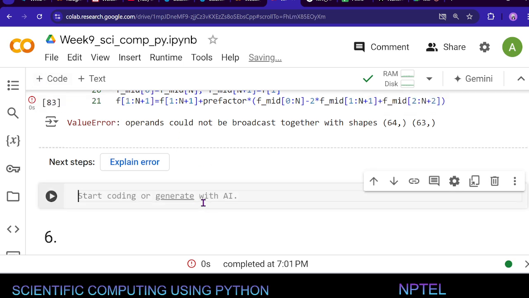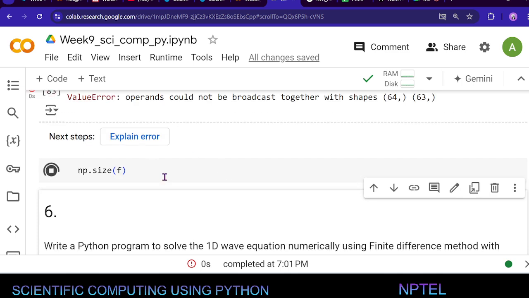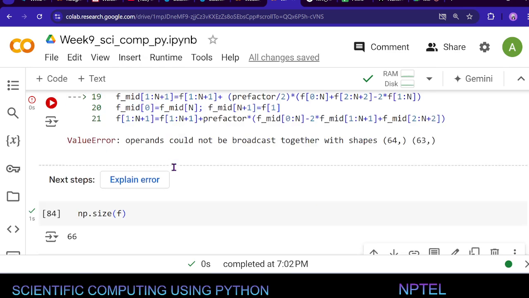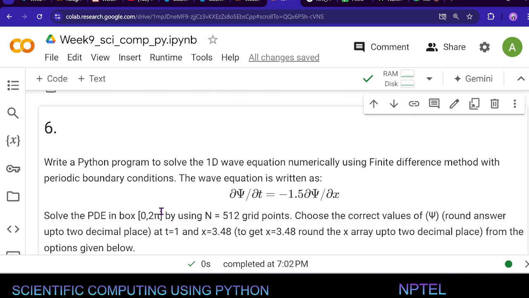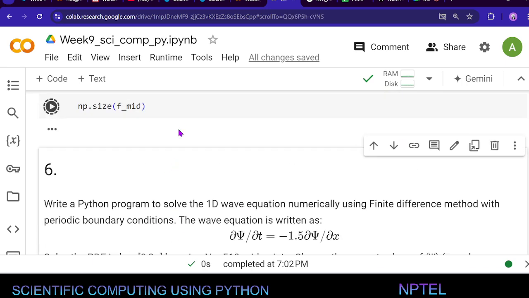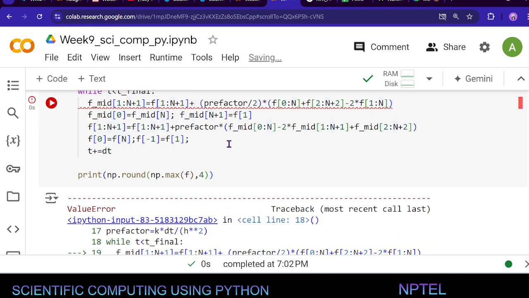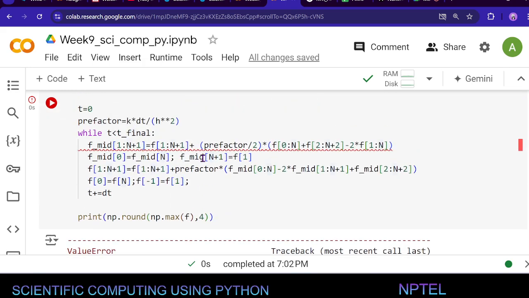Let me just print the length of, so np.size of f. 66, which is correct, and f mid, that is also 66. What's the issue?